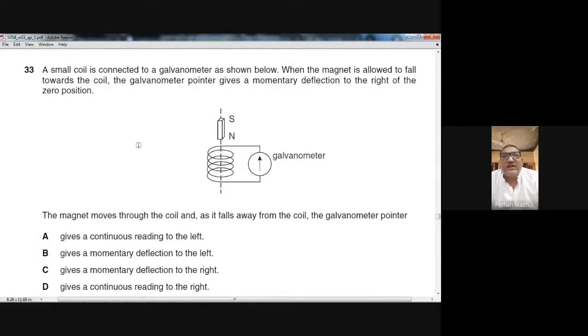A small coil is connected to a galvanometer as shown below. When the magnet is allowed to fall towards the coil, the galvanometer pointer gives a momentary deflection to the right of the zero position. When it is entering the coil, it deflects towards the right. When it is leaving the coil, it will be deflected momentarily towards the left. B choice, question number 33. B is the right option. The galvanometer should show deflection in the opposite direction to whatever it showed in the first moment.